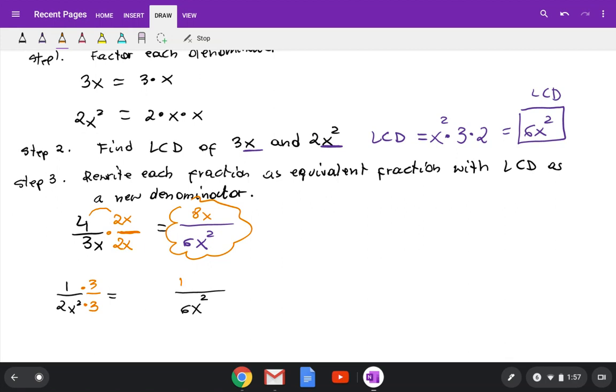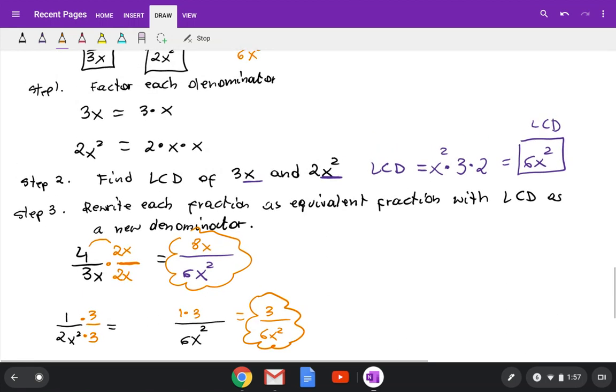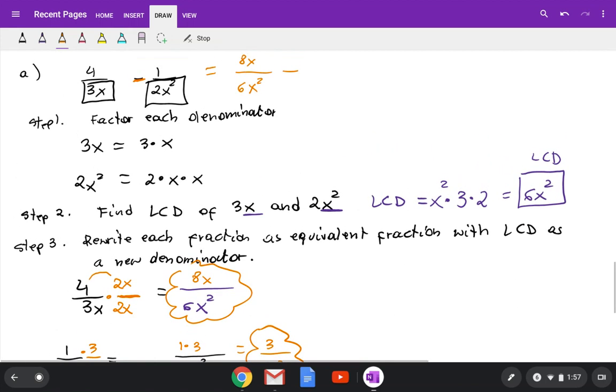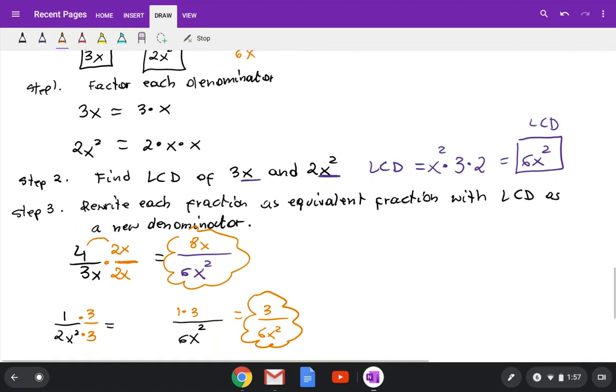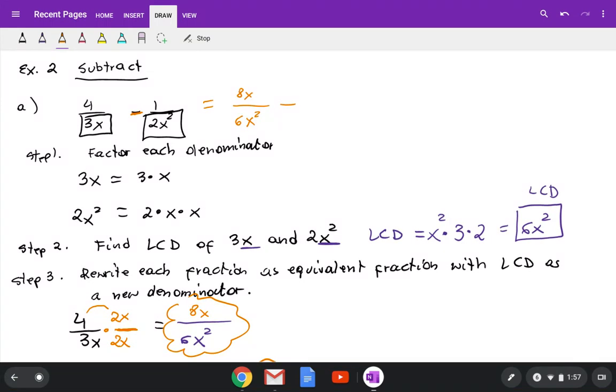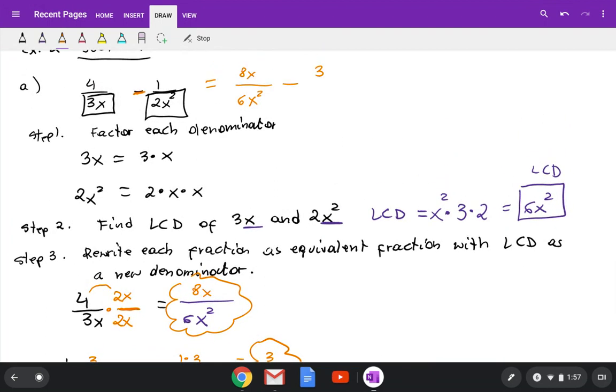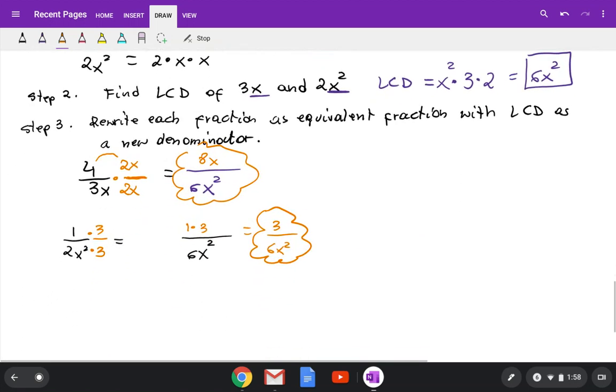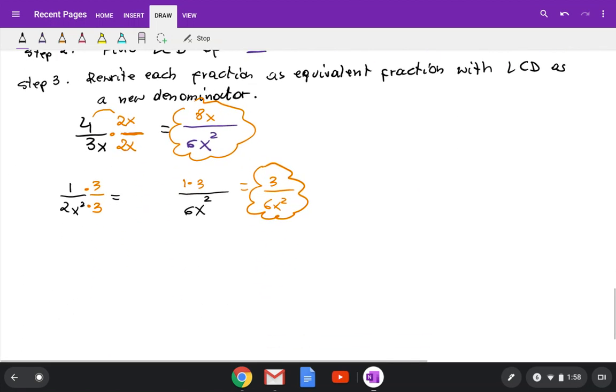Now we just have 1 times 3, and that will give you 3 over 6x squared. So this is the second fraction. We built that equivalent fraction of 1 over 2x squared. So let's go back to our original problem, and we're going to put here 3 over 6x squared. Okay. So super nice. Now we're ready to move to step 4.